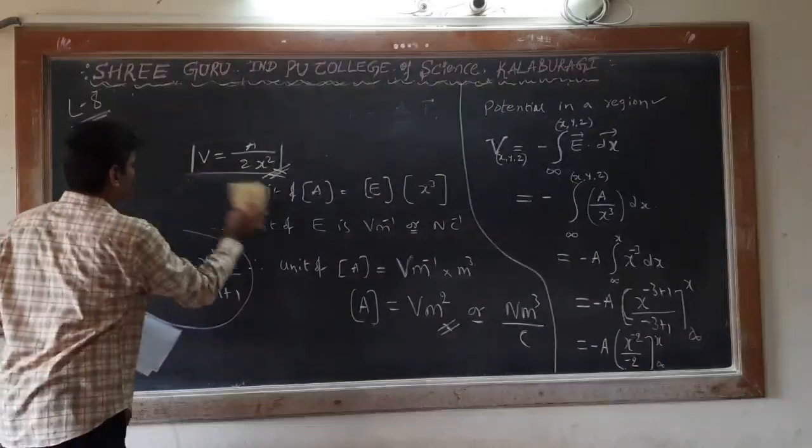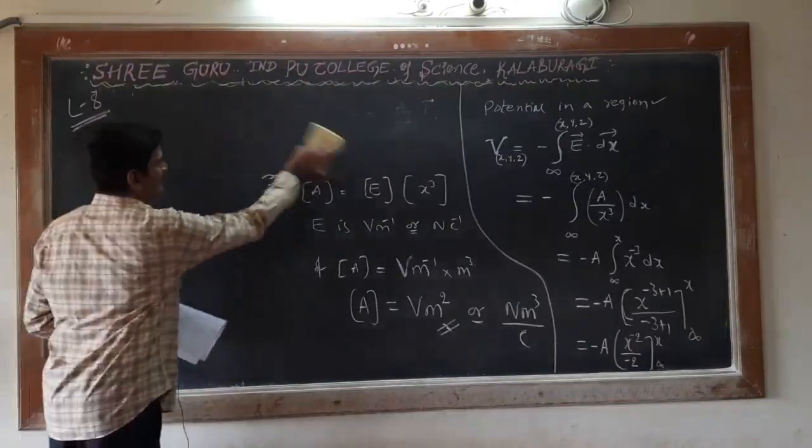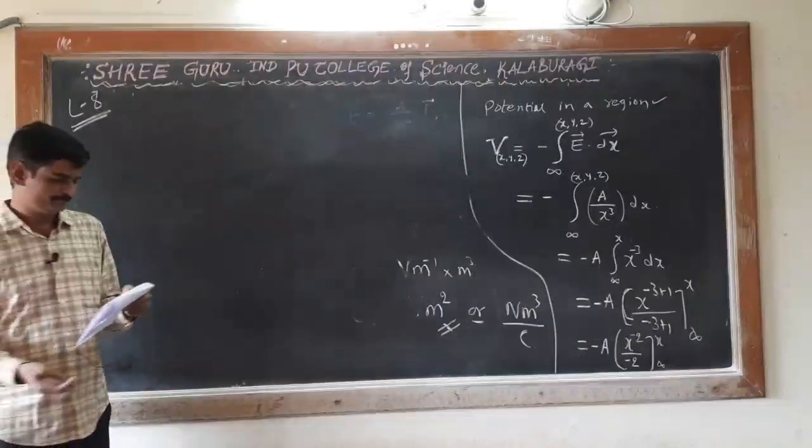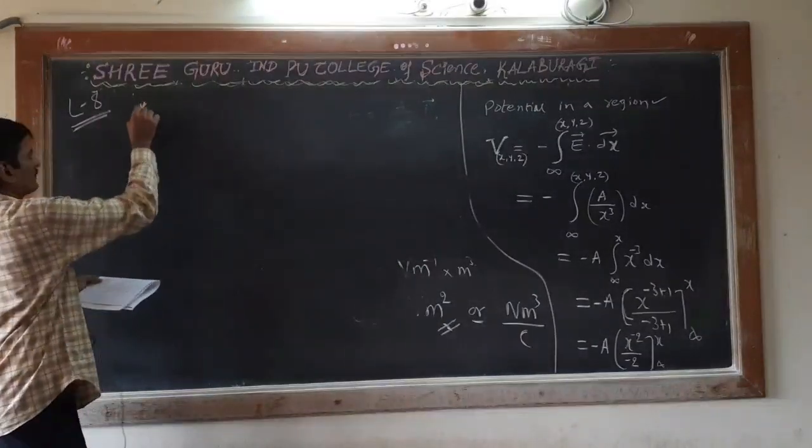Okay. So next numerical. Write down the next numerical. This is a little bit bigger.